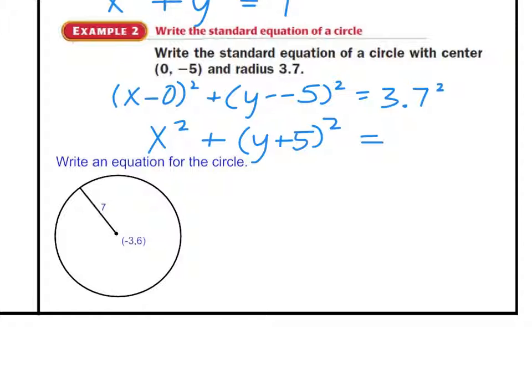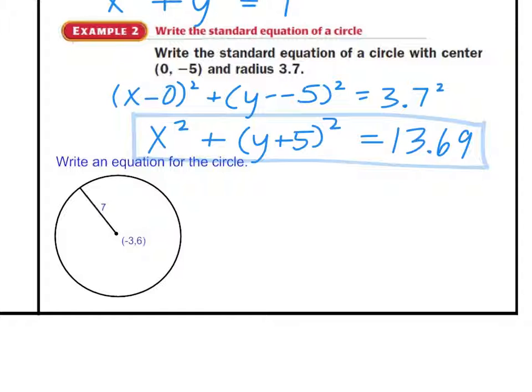Reese, what do you got? 13.69. Good. Sweet. So this is your equation of the circle. h was 0, k was -5, radius r is 3.7. Okay, next one.